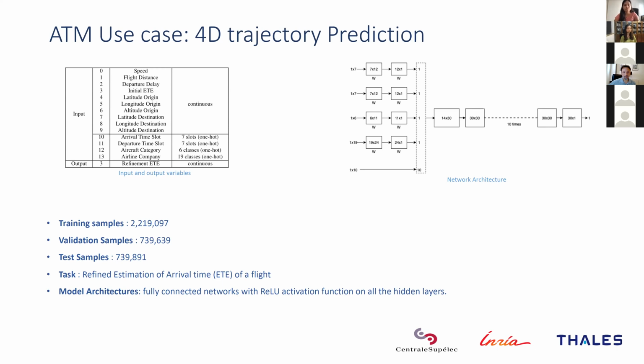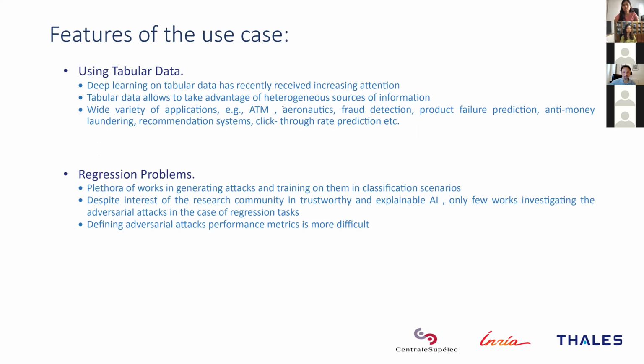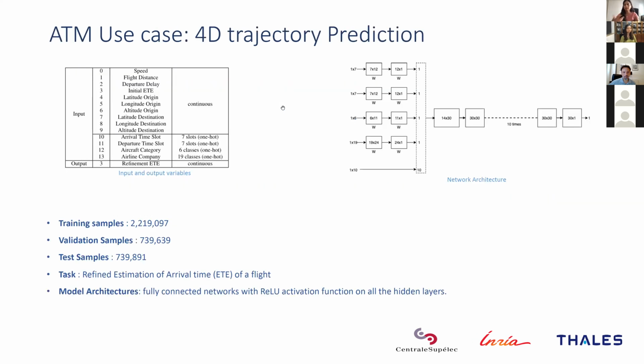The objective of this test case was to predict the estimated time of arrival of a flight. So there are two attributes of this test case: it is a regression problem, and secondly, it is a tabular data problem. Both of these have not been dealt with in the literature very well. In the case of tabular data, it is still very difficult to make deep learning work, and it has been proven again and again not to be very good for testing performance on tabular data. Yes, next slide, please.